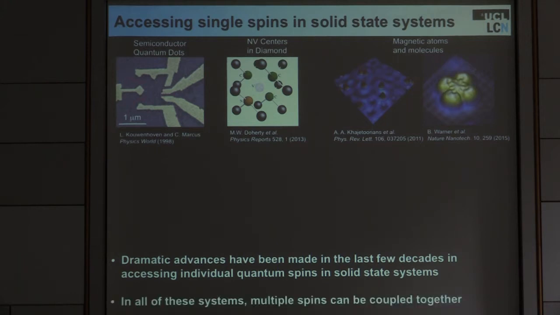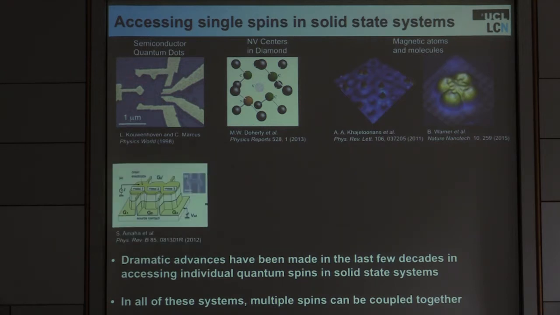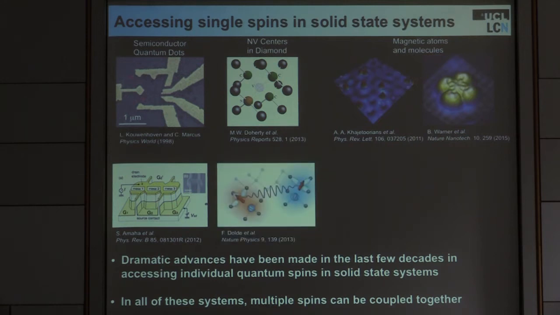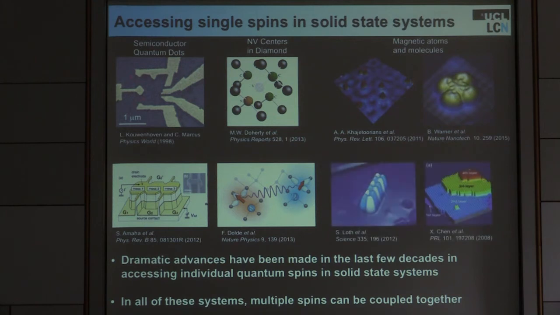Now, what's nice about all of these is that in addition to accessing a single spin, you can also access multiple spins coupled together. You can make rather complex two or three spin quantum dots and use lots of different gates to couple them together. People have now entangled multiple NV centers in diamond as well. And with magnetic atoms and molecules, you can also make various structures that I'll mention later on in the talk, where you can make chains, ladders, you can even grow vertical layers of molecules that are coupled together. So you have the ability to make all sorts of different structures in addition to just looking at one spin sitting on a surface.